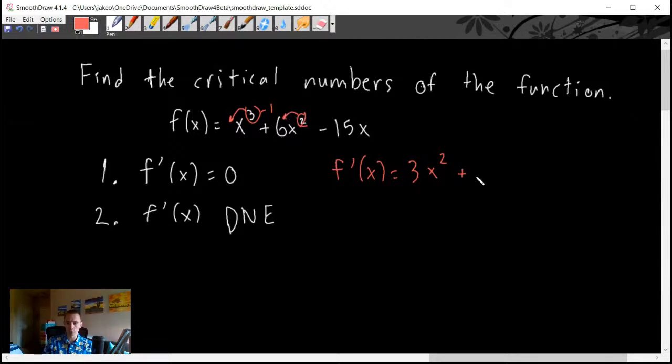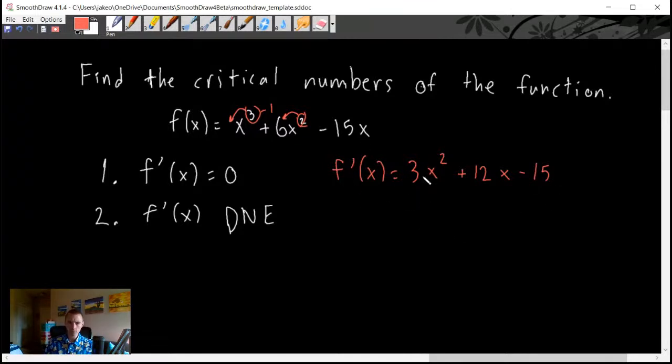6 times 2 is 12. Leave our x as x. Subtract 1 from the power. 2 minus 1 is 1. X to the first power is the same as just x, so I'm not even going to put that there. And then minus the derivative of 15x. The derivative of a constant times x is always just going to be whatever that constant is. So it's going to be minus 15. Okay. So here's f prime of x.